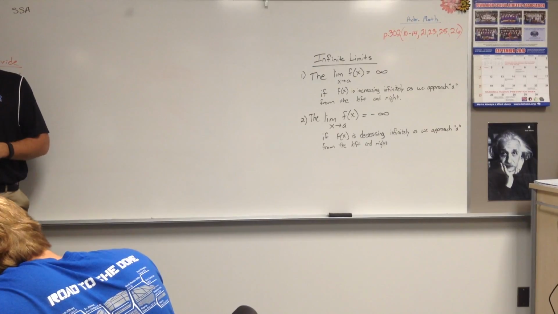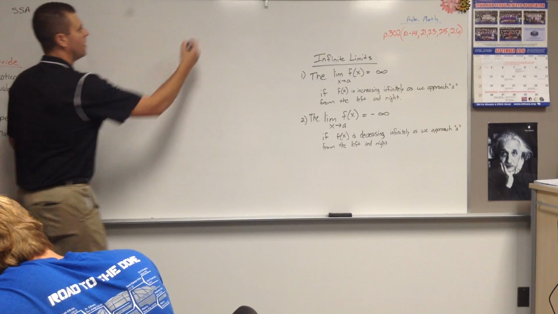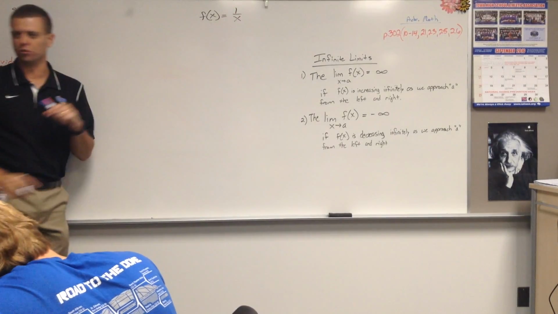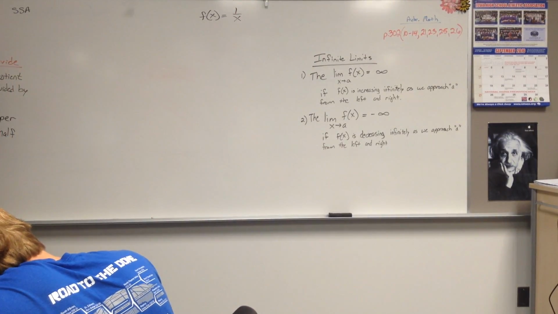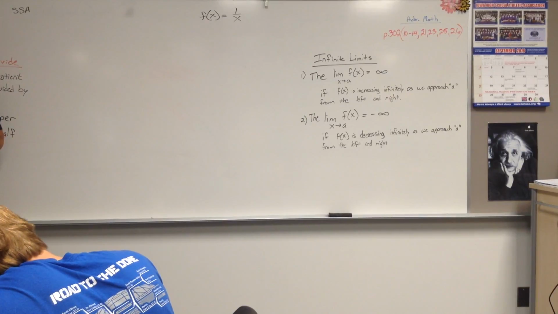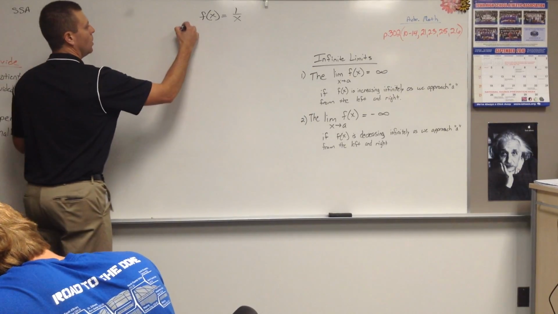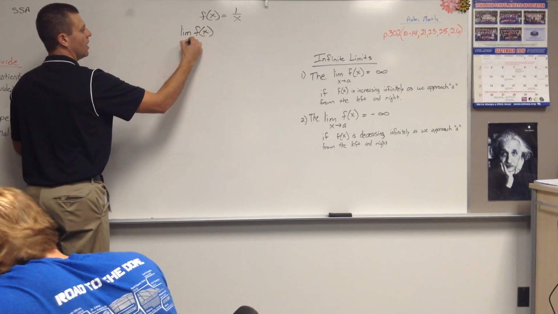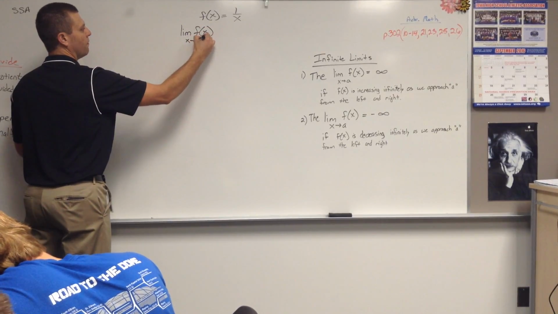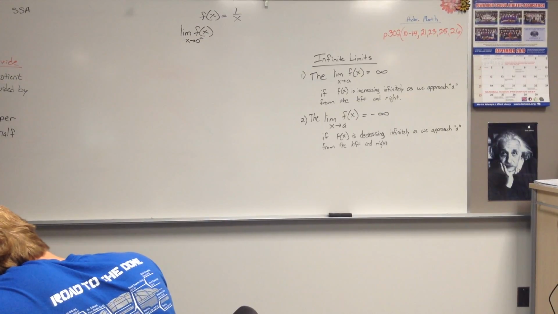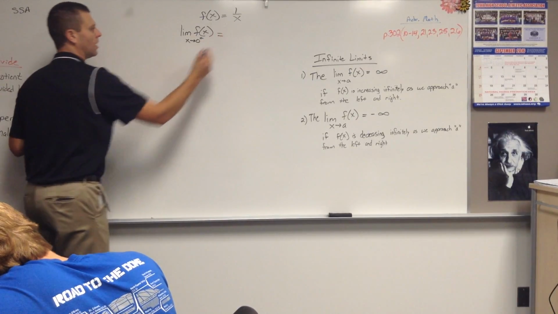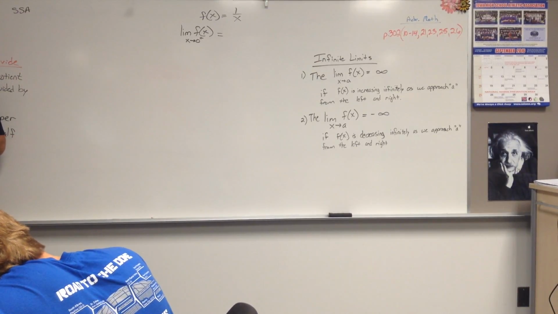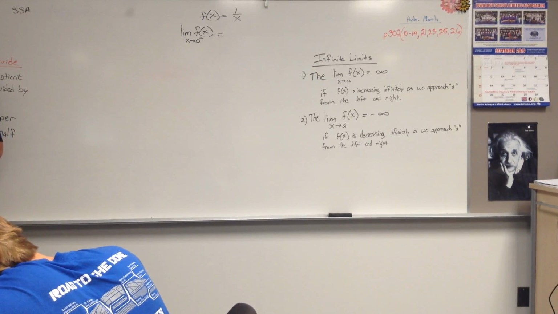We can still do one-sided limits. Okay? Let's go with the function that everybody knows. f of x equals 1 over x. What is the limit of this function as I approach 0 from the right? I'll just ask you specifically for a one-sided limit right here. What is the limit of this function as I approach 0 from the right?